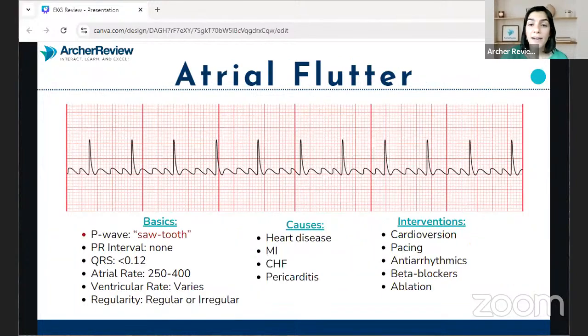But in atrial flutter, you just have one atrial ectopic focus and it's firing rapidly. So it's coming from one area of the atria and it's just firing rapidly. So you see that consistent look across the P wave. So that's what makes it different.